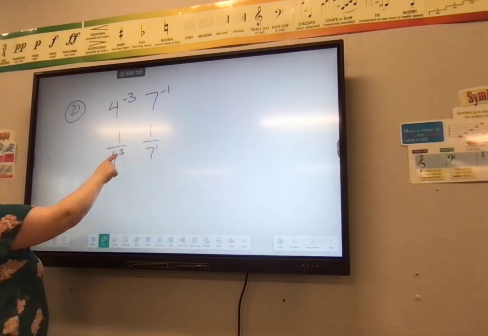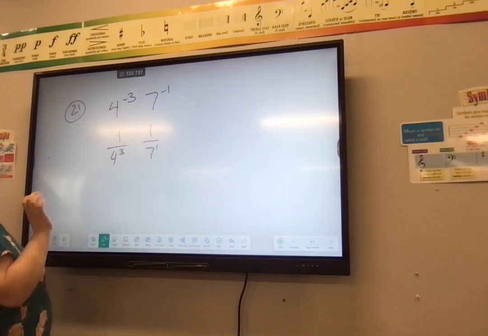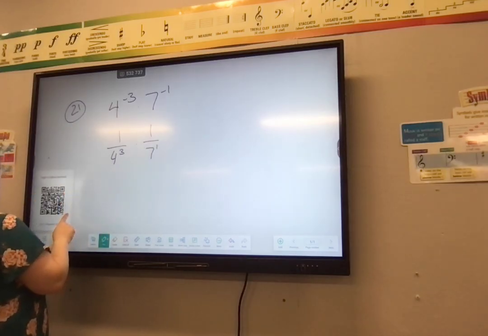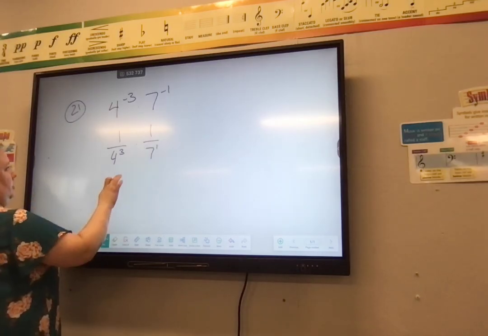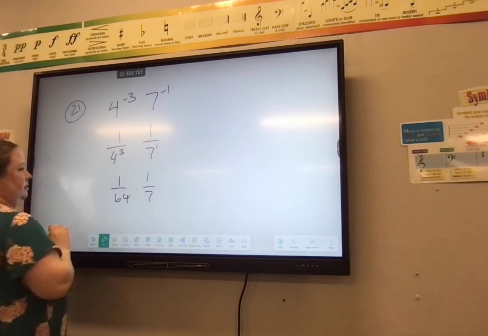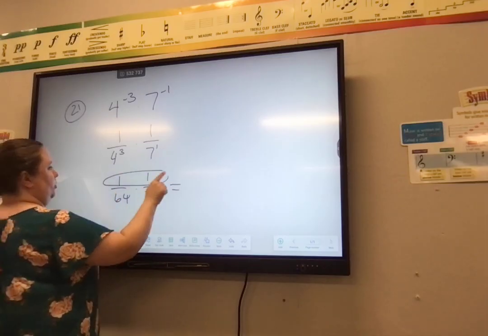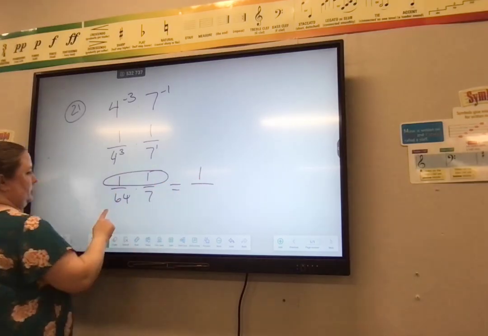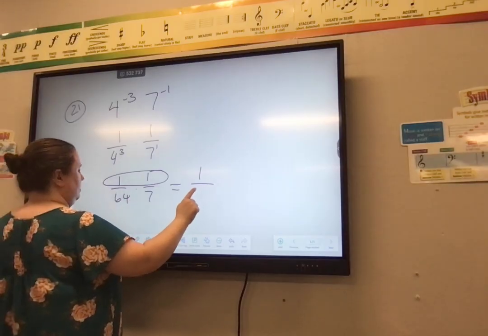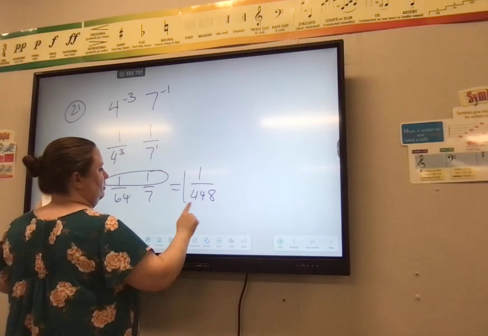Okay, so now we need to do this math. What's 4 cubed? 64. 1 over 64 times 1 over 7, yes? Okay, when you're multiplying fractions, 1 times 1 is? 64 times 7 is? 448. Good job.